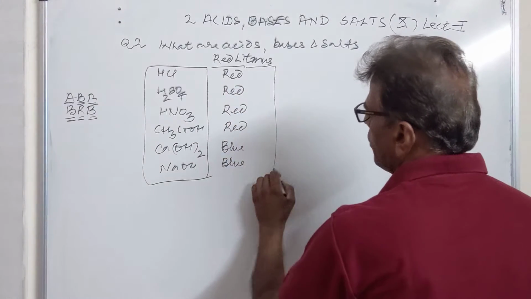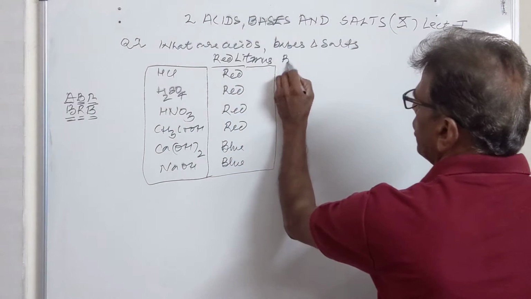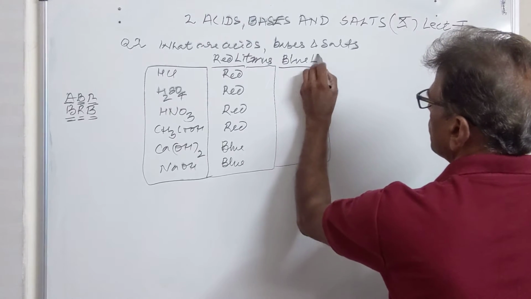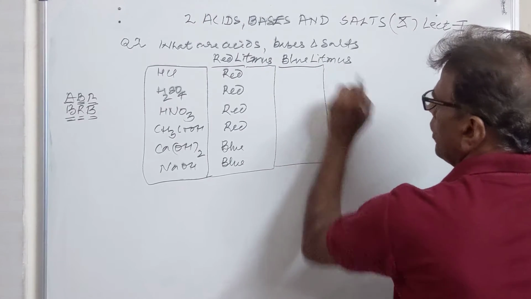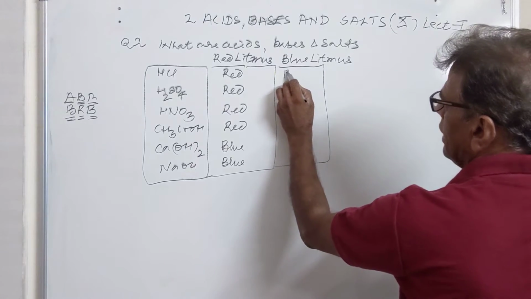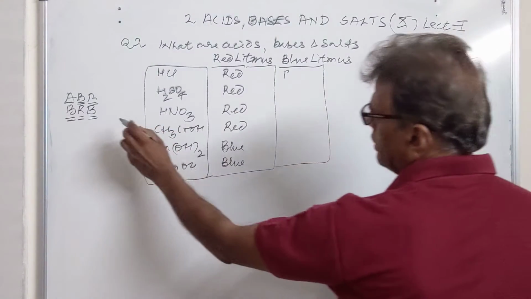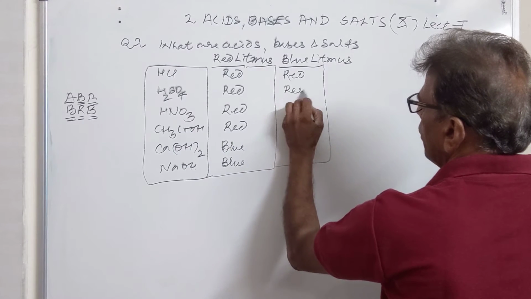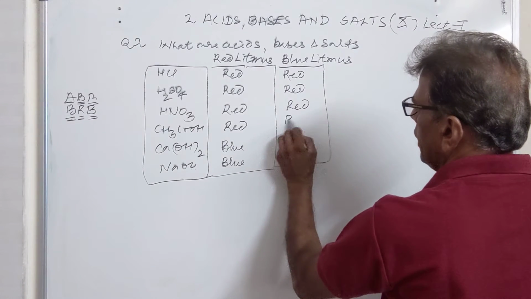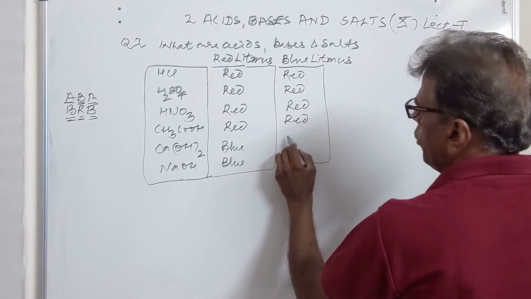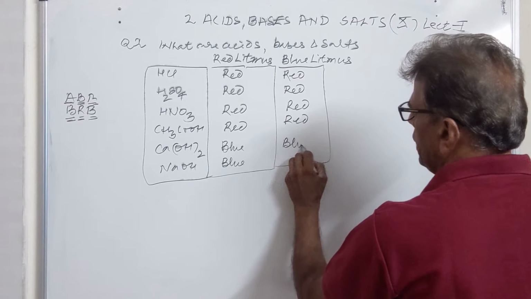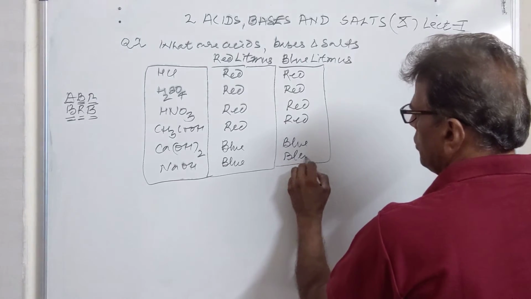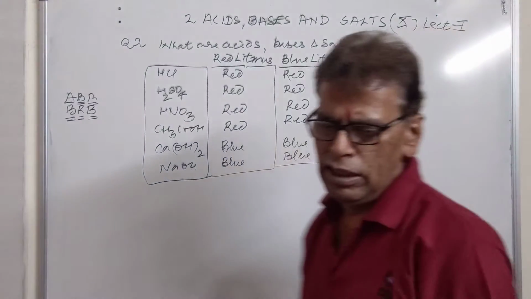Then after red litmus, we are taking blue litmus. Blue litmus is changed into red by the acids. All acids change it into red, and blue litmus remains blue with bases. It is not BRB. Its color is not changed by the bases.